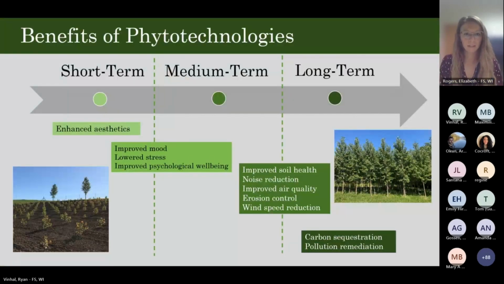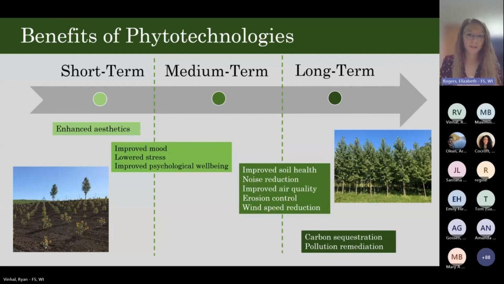Next slide, please. Zooming back out to phytotechnologies as a whole, there are a range of benefits that these plant-based systems can provide, no matter where you're located, no matter what your objectives are. Tree-based systems can provide benefits from the short to the medium to the long term. In the short term, plant-based systems can provide enhanced aesthetics to degraded sites. In the short to medium term, plant-based systems can also provide improved mood, lowered stress, improved psychological well-being. So there's human health benefits too that we're receiving from these plant-based systems.